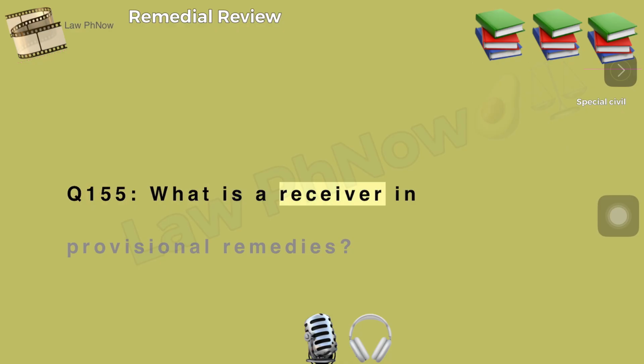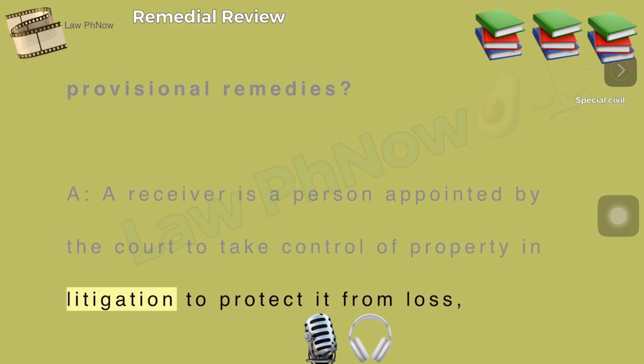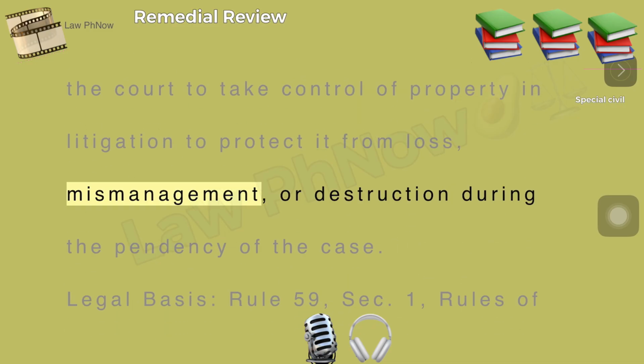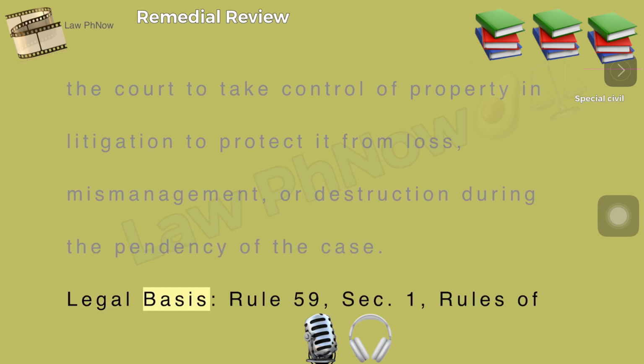Q155. What is a receiver in provisional remedies? A. A receiver is a person appointed by the court to take control of property in litigation to protect it from loss, mismanagement, or destruction during the pendency of the case. Legal basis, Rule 59, Section 1, Rules of Court.